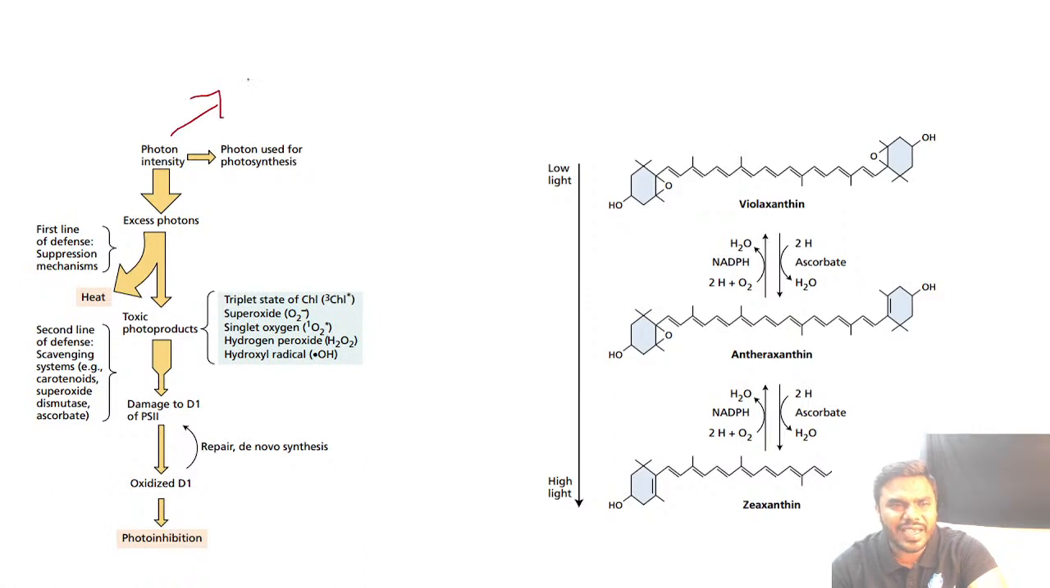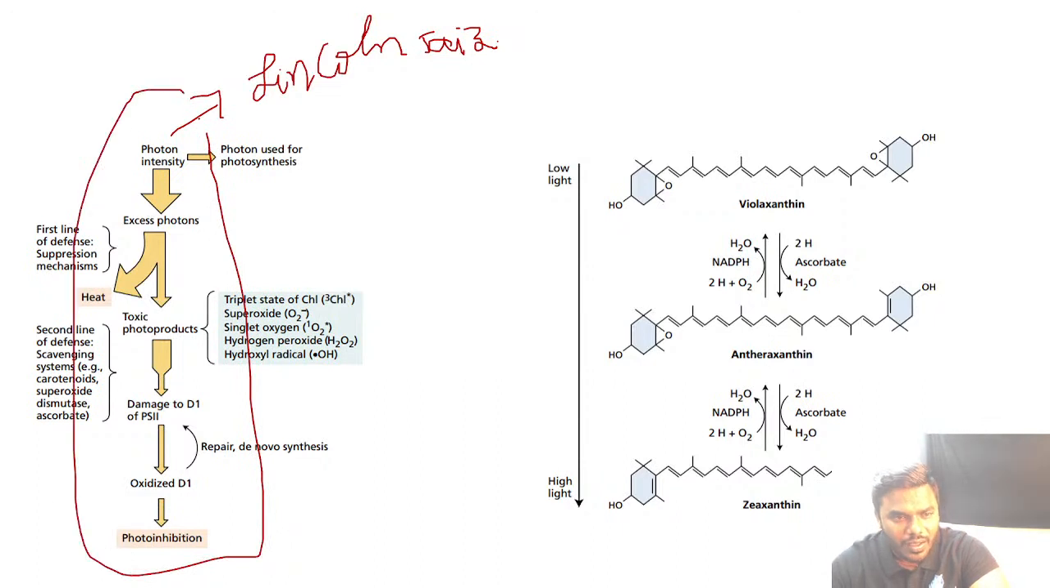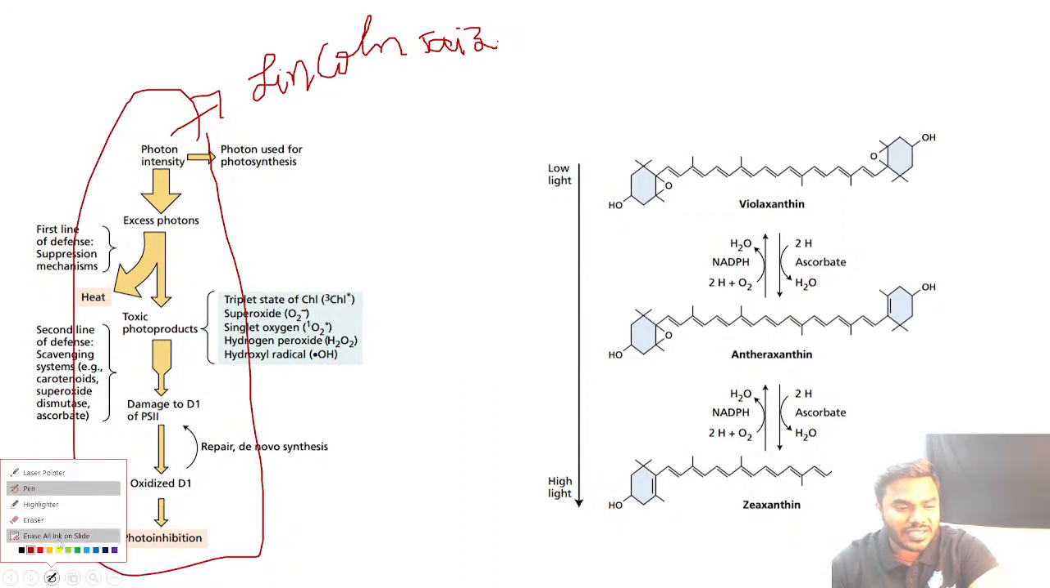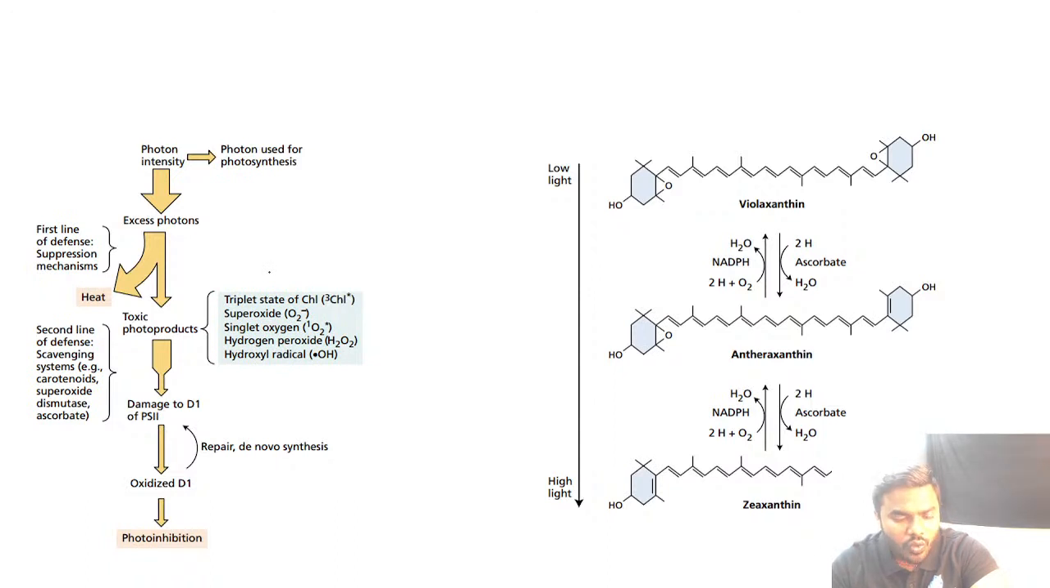Actually, this is the diagram present in the Lincoln and Taiz book. In 2018 or 17, I feel they gave the direct diagram, whatever diagram is present in the Taiz book, and they asked the question. Anyway, look into the question. I am explaining to all of you how the plant body, by using the photoprotective mechanism, is going to inhibit the process of photoinhibition. I'll explain twice, just pay attention.